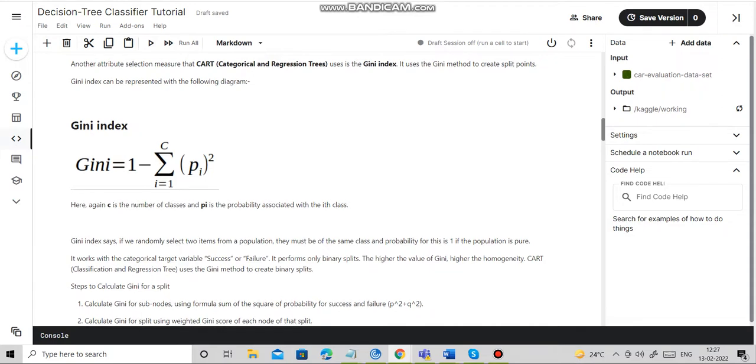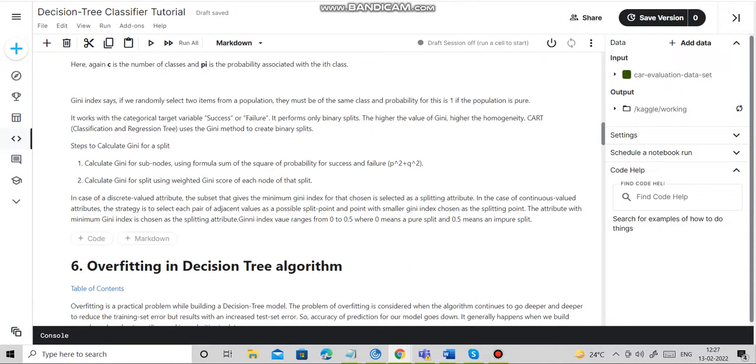So what is the range of value for Gini coefficient or Gini index? It is basically from 0 to 0.5, where 0 means a pure split and 0.5 means an impure split, the same way as it meant for entropy. The value of 1 has been replaced by 0.5. So 0.5 means out of 6 data points and two classes, if 3 of them are assigned to class A and the next 3 are assigned to class B, that means it is an impure split. Whereas 0 means it's a pure split, such that all of the 6 data points are assigned to a particular class.